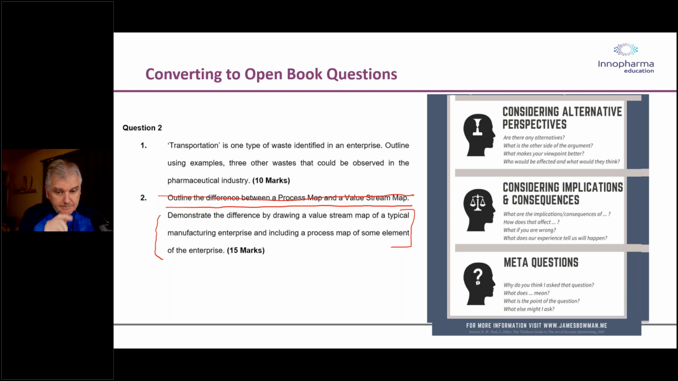Kevin is saying we could look at some of the metrics that are captured as part of a value stream map.